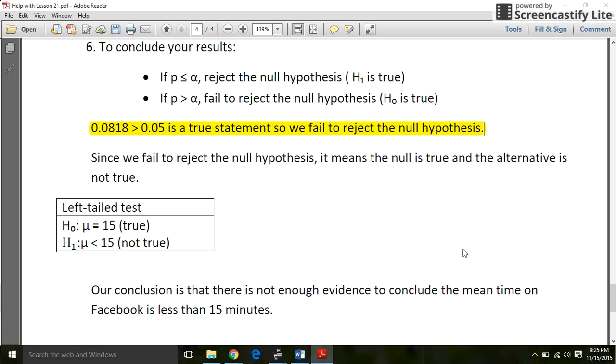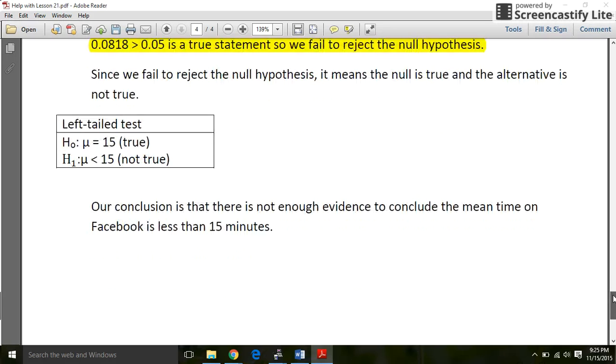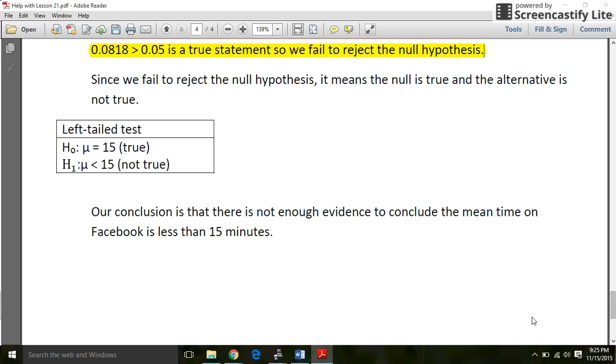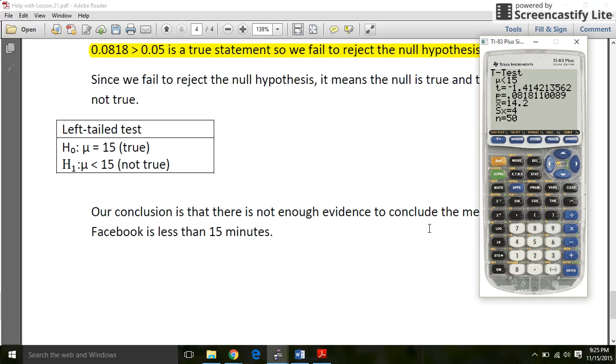So because we test everything on the alternative, the conclusion is that there's not enough evidence to conclude that the mean time on Facebook is less than 15 minutes. That's how you complete these problems.